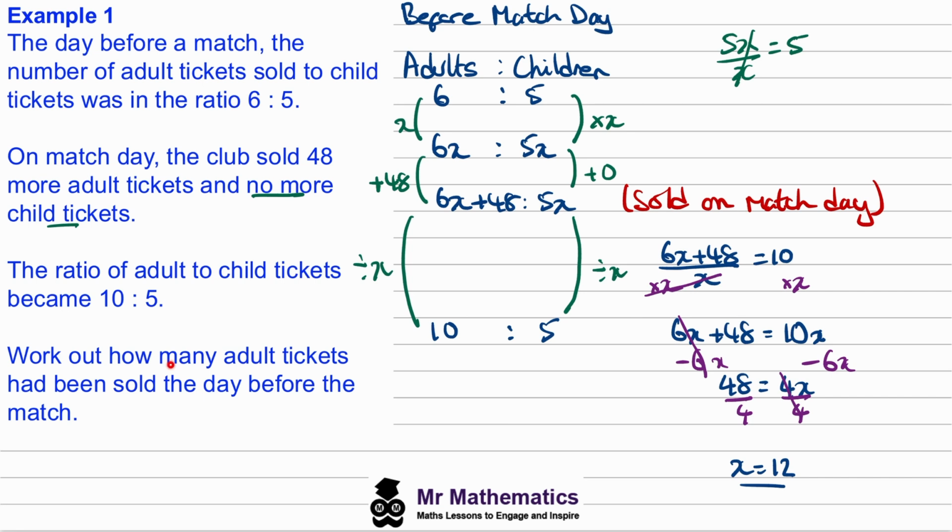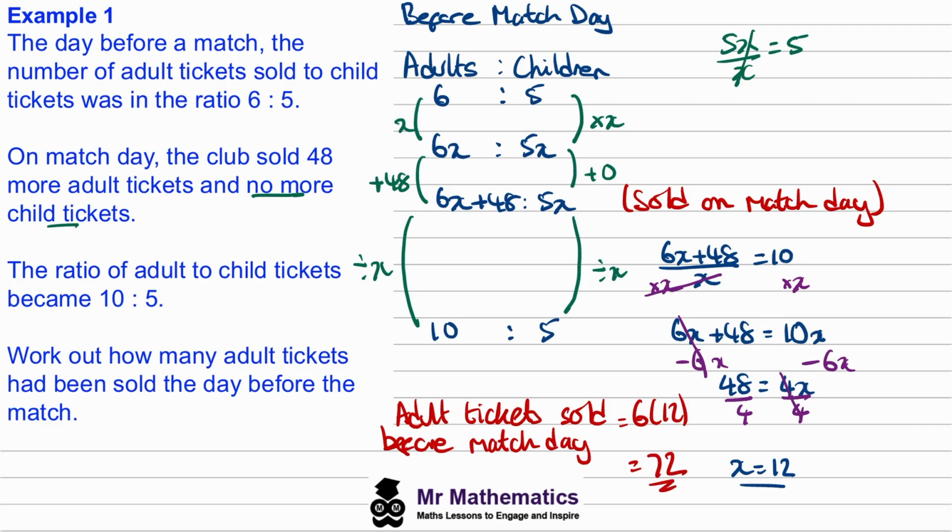And we were asked to work out how many adult tickets had been sold the day before the match. So we need to substitute this 12 back into the original adult tickets before Match Day, and we'll get 6 lots of 12 to give us 72. So that's 72 adult tickets sold before Match Day. Let's try another question.